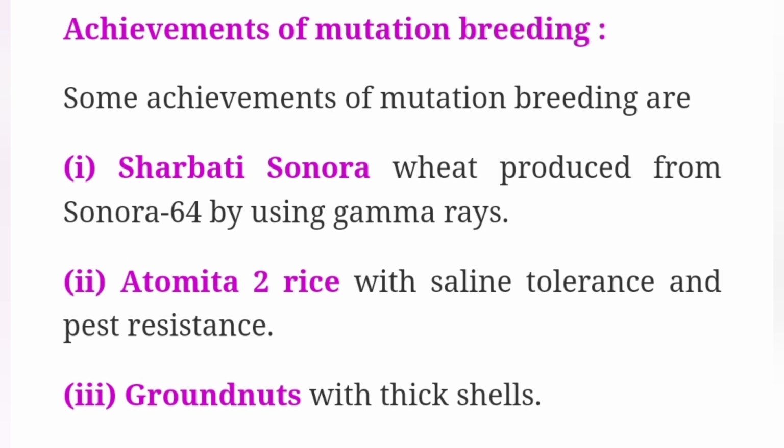Achievements of mutation breeding. Some achievements of mutation breeding are, first point, Sharbati Sonora wheat produced from Sonora 64 by using gamma rays. Then second point, Atomita 2 rice with saline tolerance and pest resistance. Third point, groundnuts with thick shells.